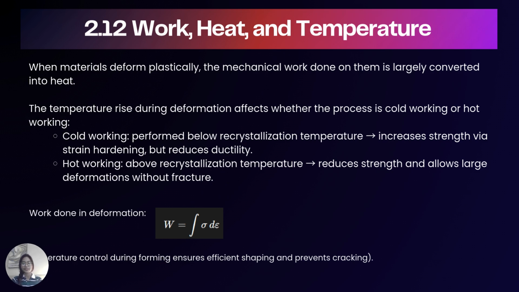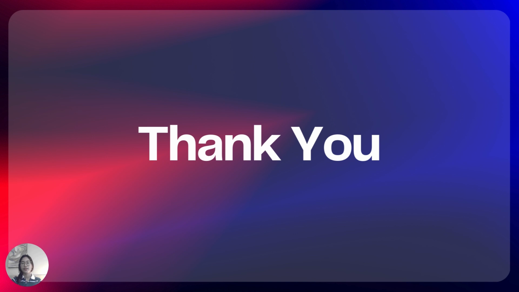This temperature rise can significantly influence the material's behavior. At high strain rates, the material may soften locally due to adiabatic heating, leading to localized deformation called shear bands. In hot working processes, such as hot rolling or forging, the heat helps keep the material soft and ductile. Whereas in cold working, the lack of significant heat dissipation makes the material strain harden, which increases strength but reduces ductility.